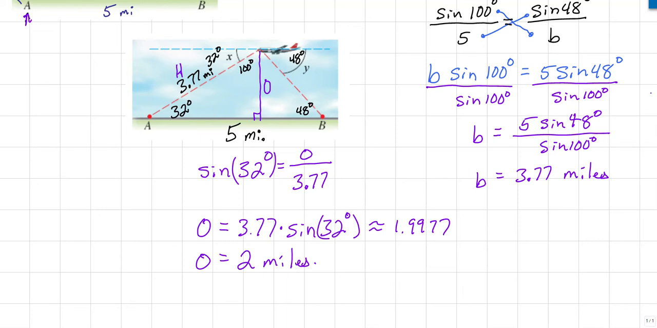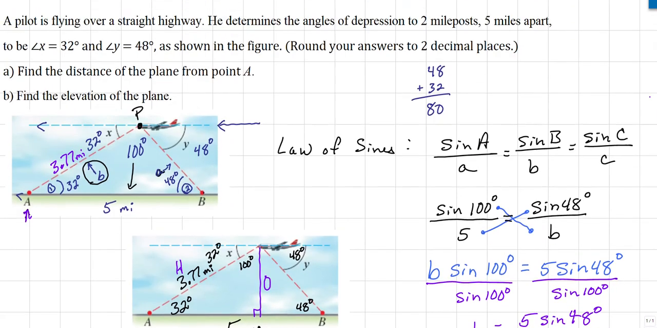So therefore we know that the plane is 2 miles off the ground. That's the altitude. So right here we can say the distance is 3.77 miles. The altitude is 2 miles. Now, since this is an application problem, you would want to write this as a sentence.